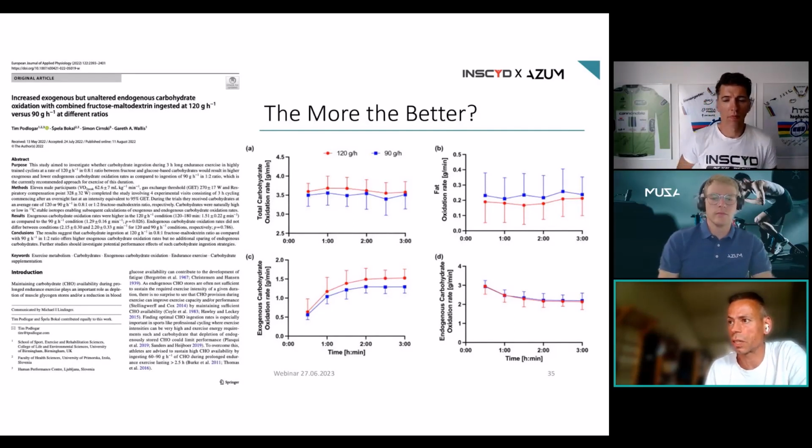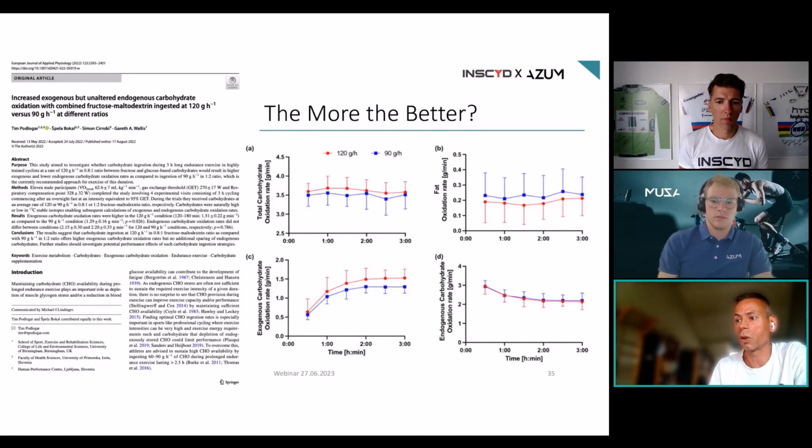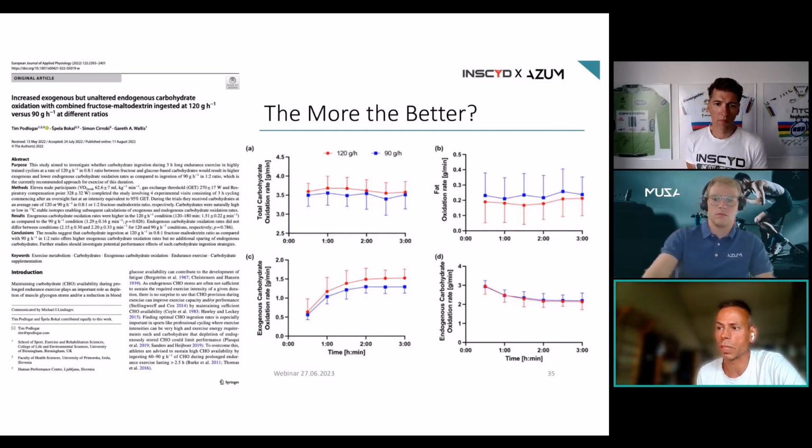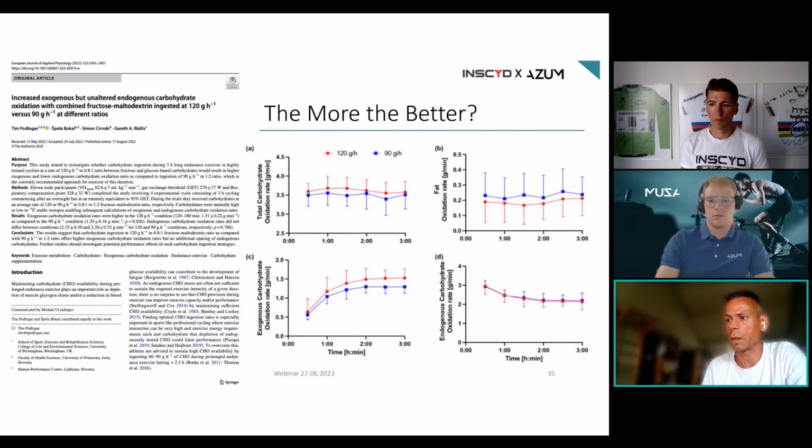The big question here is, does it make any difference on your glycogen stores? That's your endogenous carbohydrate stores, and they couldn't find any difference. So it looks like if you consume more than 90 grams per hour, you will definitely oxidize more, but you will not spare your glycogen stores. So until now, it's not clear if consuming more than 90 grams per hour will have an impact on endurance performance. It's something that should be clarified in more scientific work. Until now, I would recommend to use 90 grams as the upper limit of carbohydrate intake as a rule of thumb.